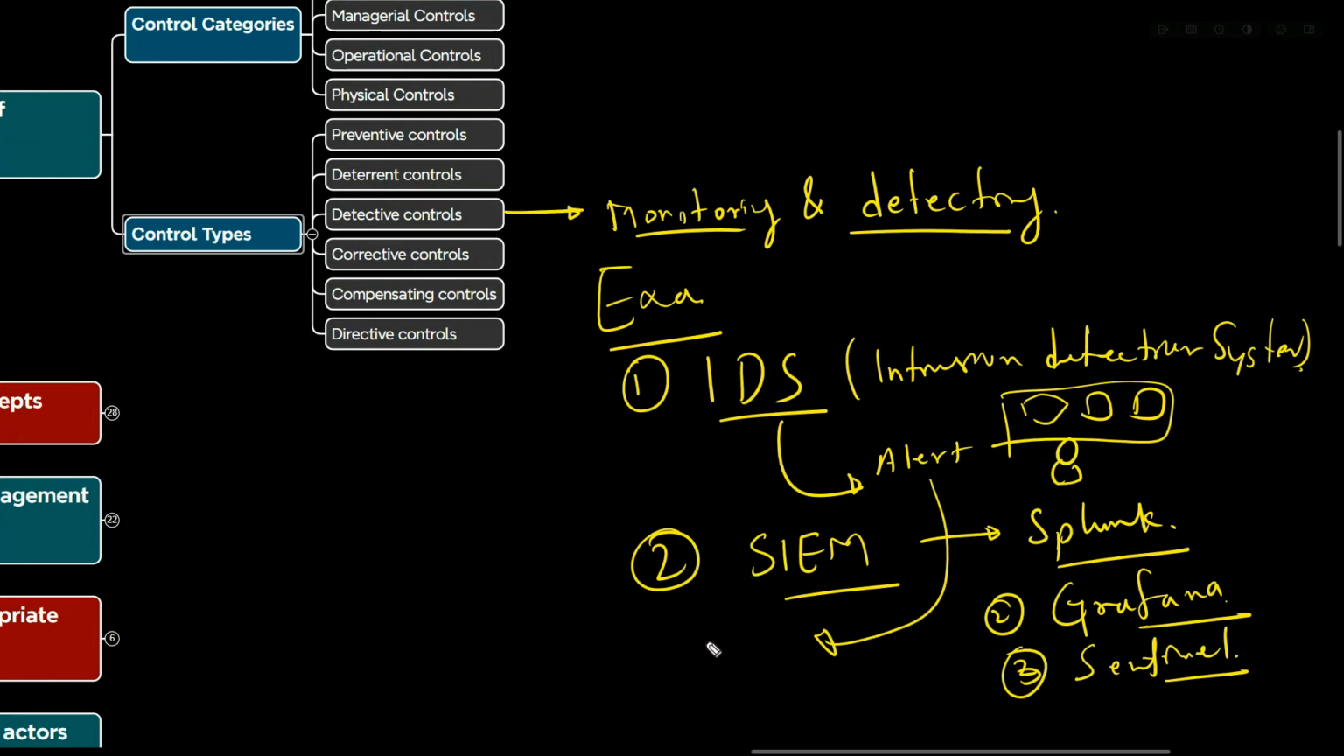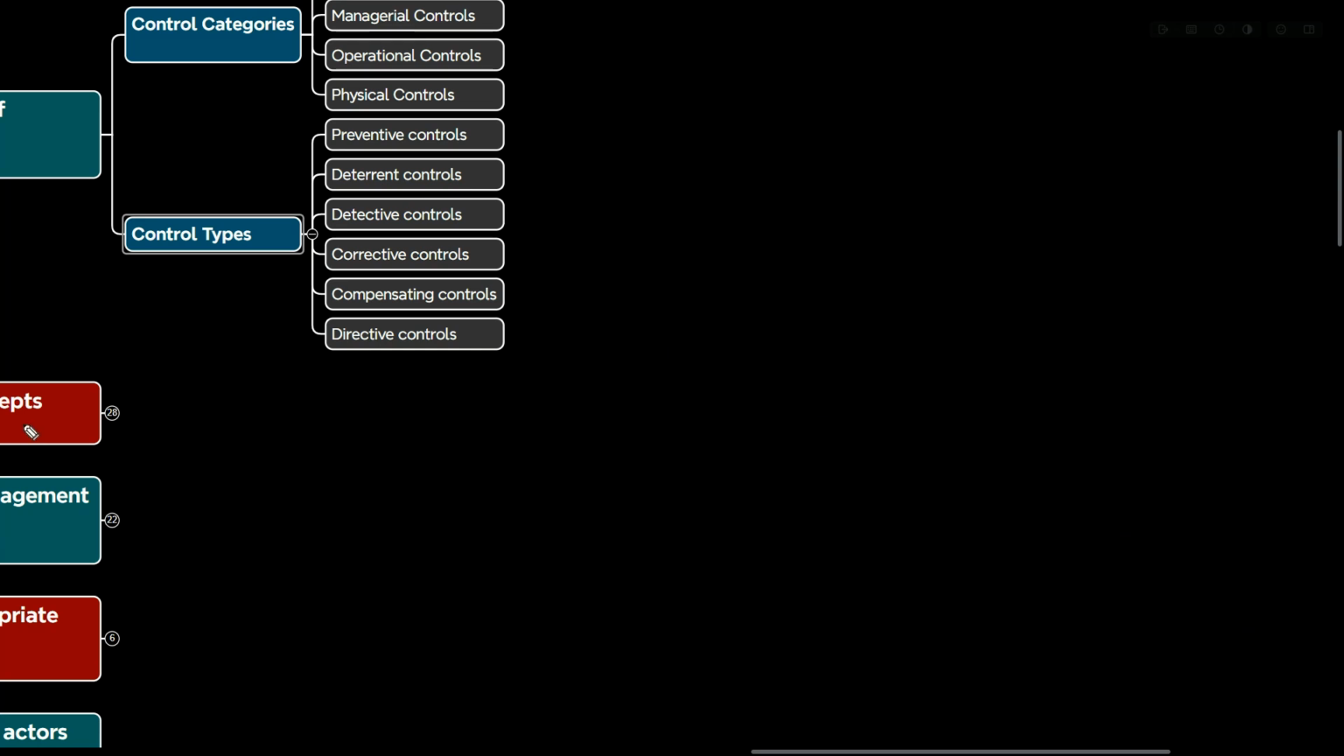Then in the physical space, we also have, for example, CCTV cameras. This also comes under monitoring and detection, because a CCTV camera can only monitor and look for any abnormal behavior. Let's say someone is walking around in the midnight, so a CCTV camera is going to monitor it and immediately send an alert to the person sitting in the security center. So that's all about the detective control. Now let's talk about the corrective control. Now corrective control, as the name says, is used after an event happens.